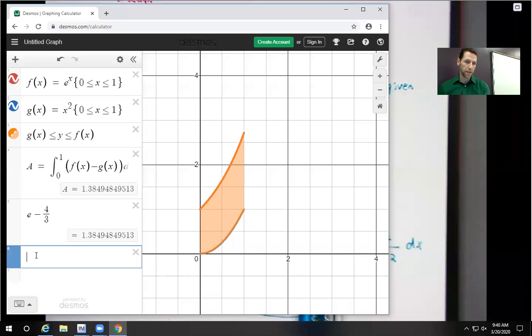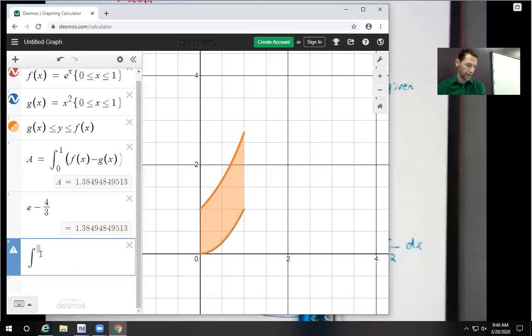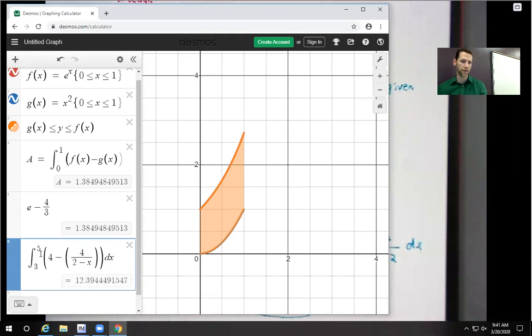Okay, so let me integrate. To get the integration symbol in Desmos, I'm just going int. That immediately puts a cursor on the lower bound. 3, I can tab to the upper bound. I can tab to the integrand. Since my integrand is going to have more than one function, it behooves me to use some parentheses here. But I have 4 minus 4 over 2 minus x. Let me end the parentheses there, and you have to do dx to end the command.